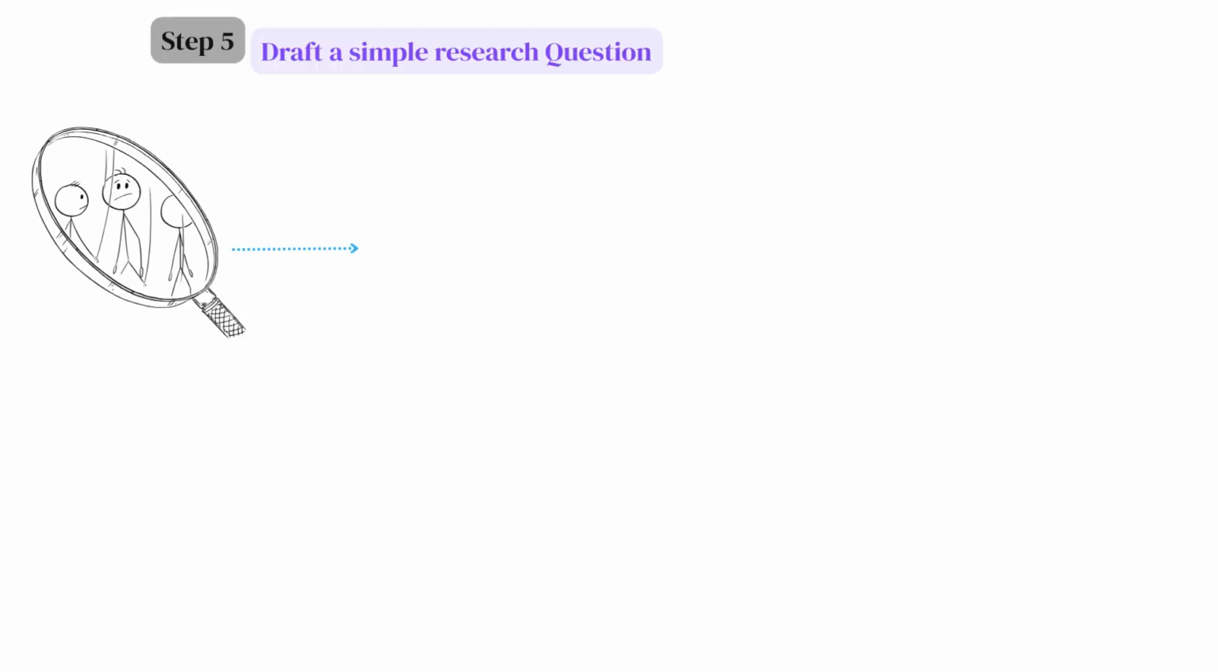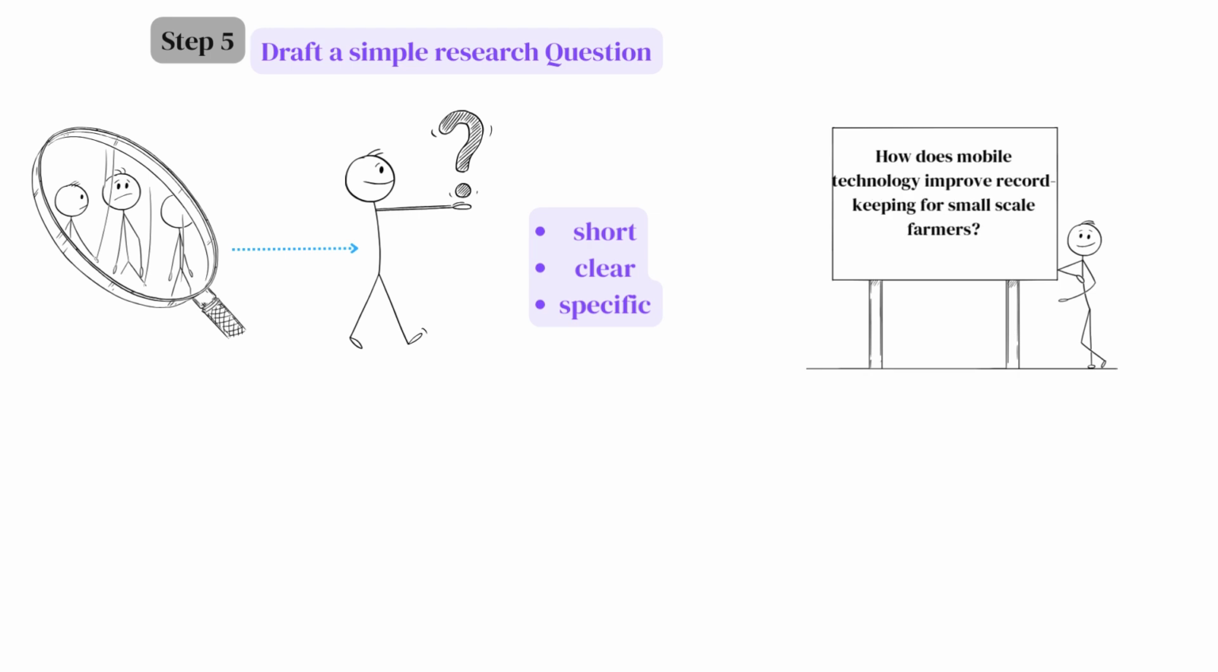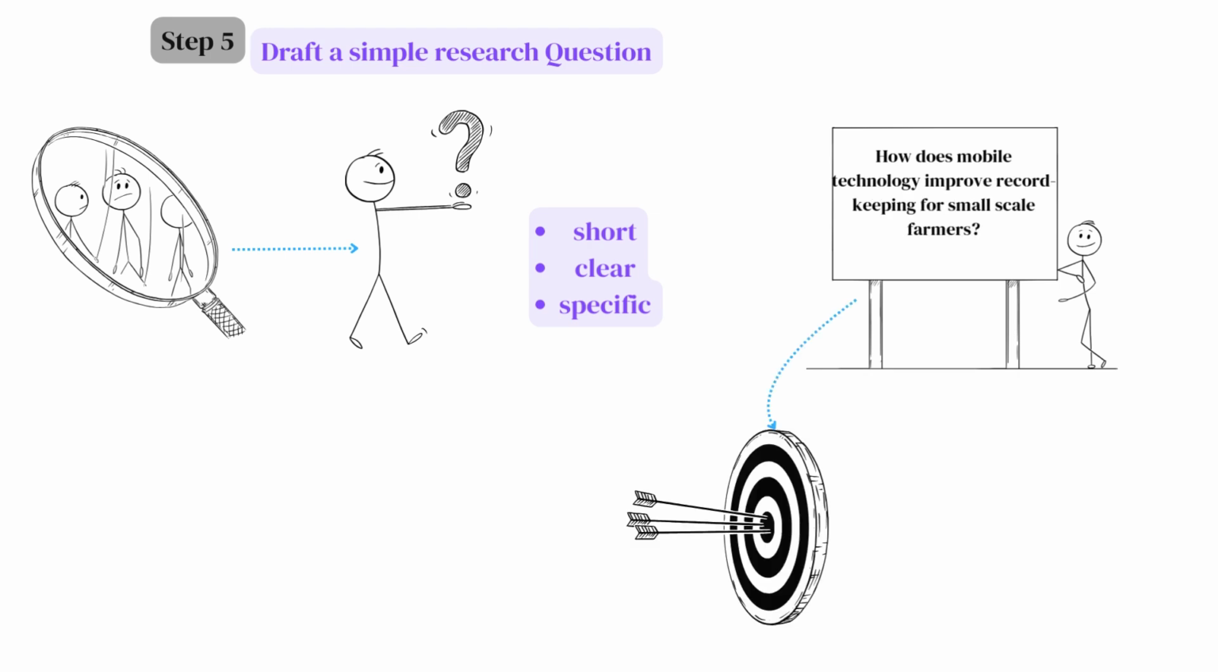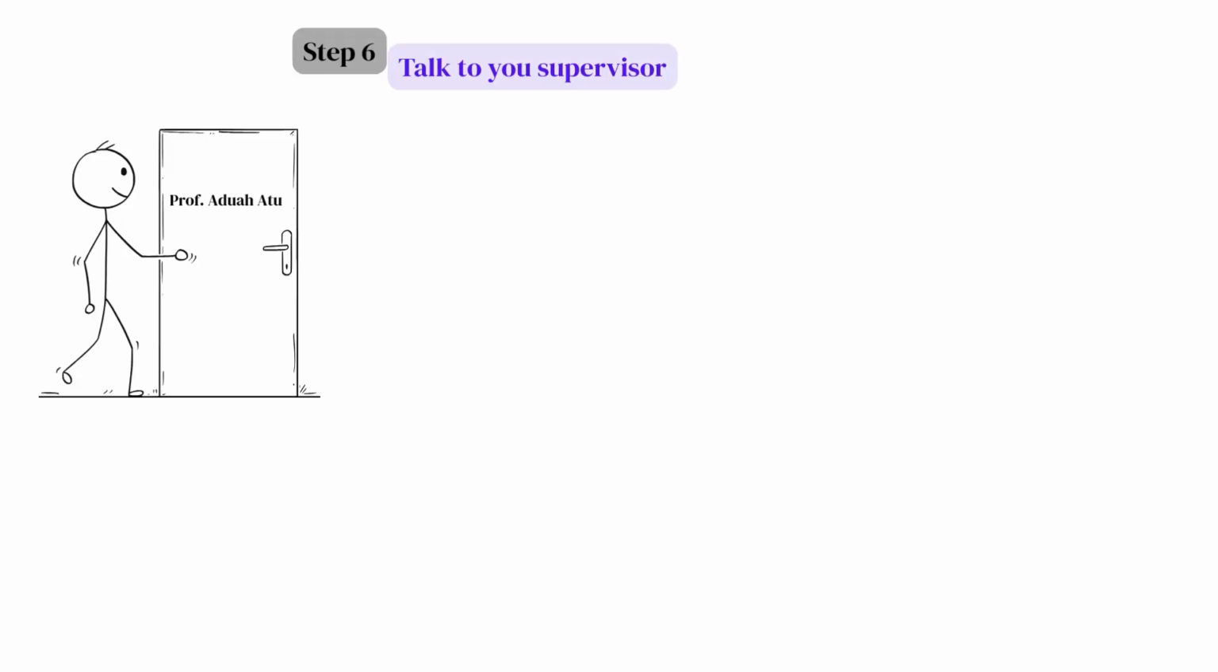Once you've found a potential gap, draft a simple research question. Keep it short, clear, and specific. For example, how does mobile technology improve record keeping for small-scale farmers? Notice how it's focused, but not overly complicated. At this stage, your question doesn't need to be perfect. You'll refine it later.